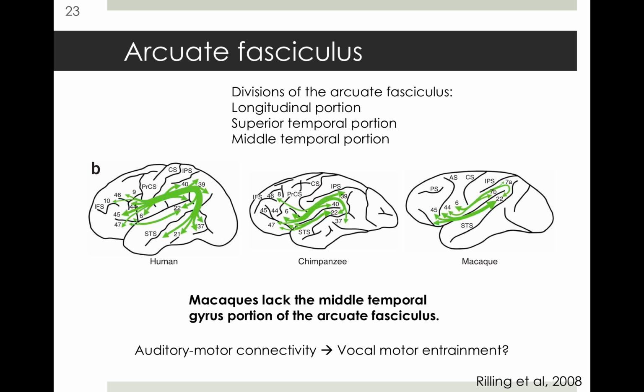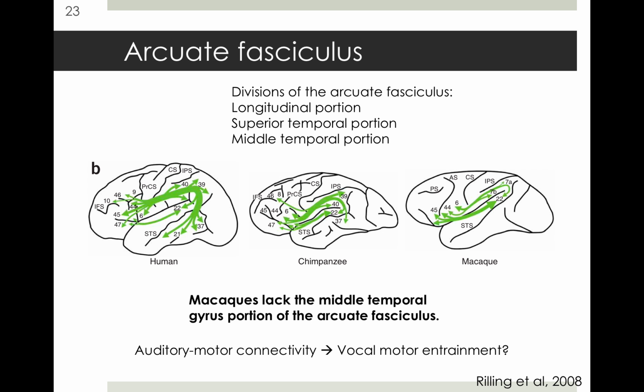because this area of the brain is very important for language processing, especially for semantic processing, whereas the dorsal pathway, that's the longitudinal portion, is very important for articulatory, vocal motor functions. We think that there might be some differences in auditory motor connectivity in non-human brains that lead to this lack of ability to do vocal motor entrainment. And by vocal motor entrainment, I just mean learning by imitating other animals' or conspecifics' vocal patterns.